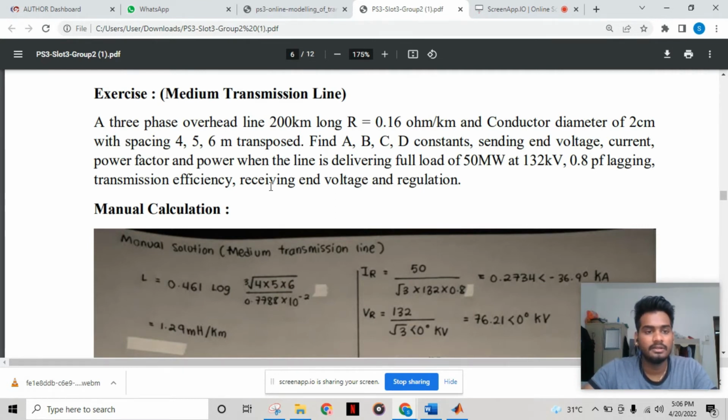I'll explain about the medium transmission line. The given task is a three-phase overhead line 200 km long, R equals 0.16 ohm per kilometer, and conductor diameter of 2 cm with spacing 4, 5, 6 meter transposed. Find the ABCD constants, sending end voltage, current, power factor, and power when the line is delivering full load of 50 MW at 132 kV, 0.8 PF lagging, and find the transmission efficiency, receiving end voltage and regulation.